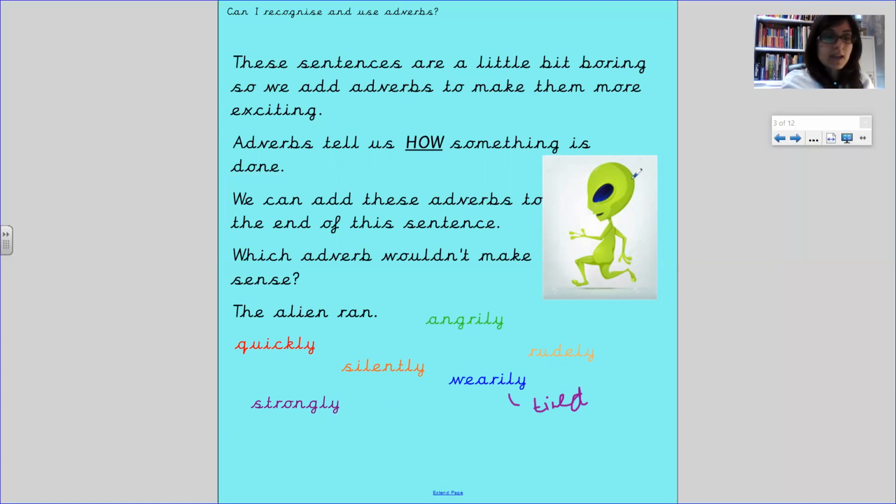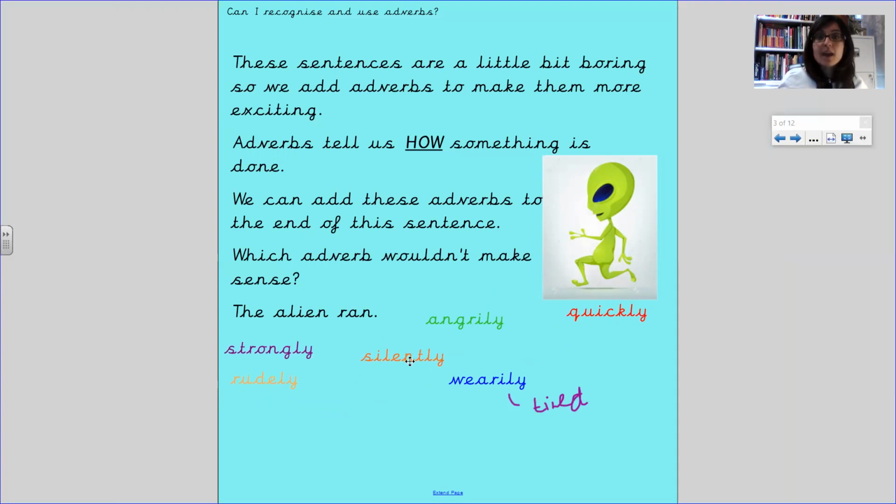Right, so can the alien run quickly? Yes, the alien can run quickly. What about strongly? The alien ran strongly. I don't think so. Let's put what he can, how he can. So he can run quickly. Can he run strongly? I don't think so. Can he run rudely? The alien ran rudely. I don't think so.